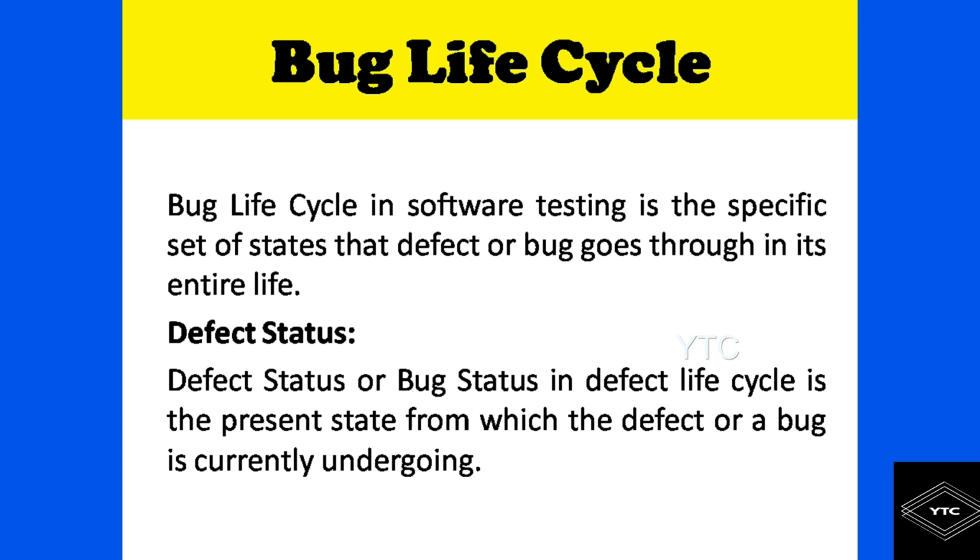Bug life cycle. Bug life cycle in software testing is the specific set of states that a defect or bug goes through in its entire life. Defect status. A bug status in the defect life cycle is the present state the defect or bug is currently undergoing.